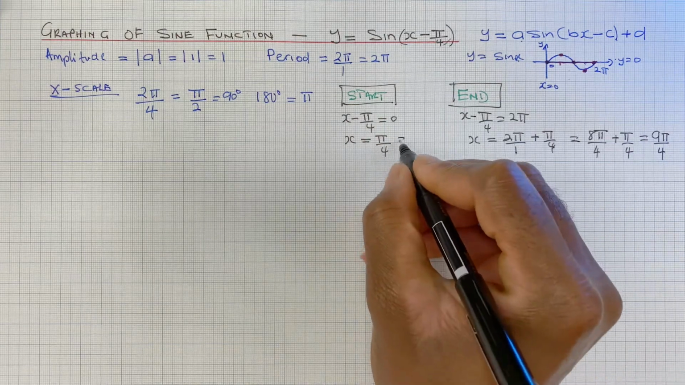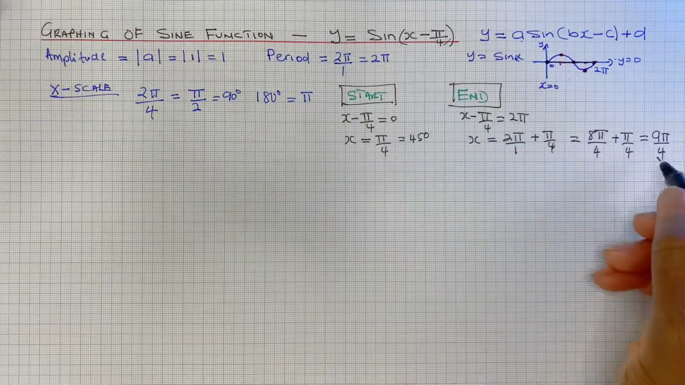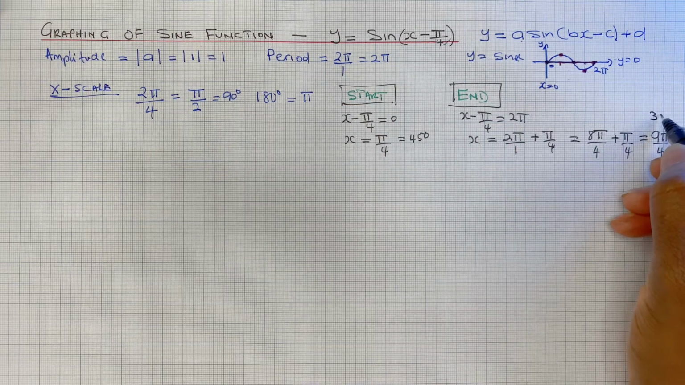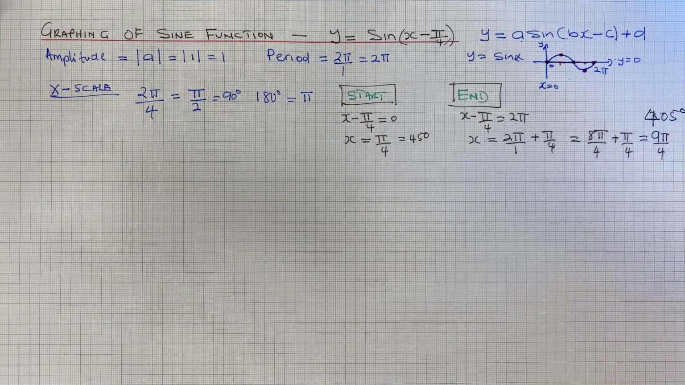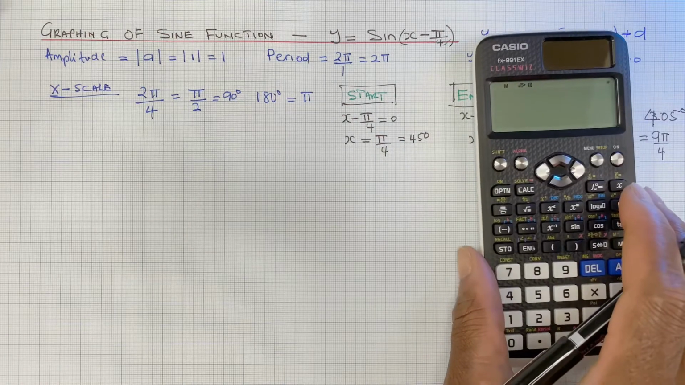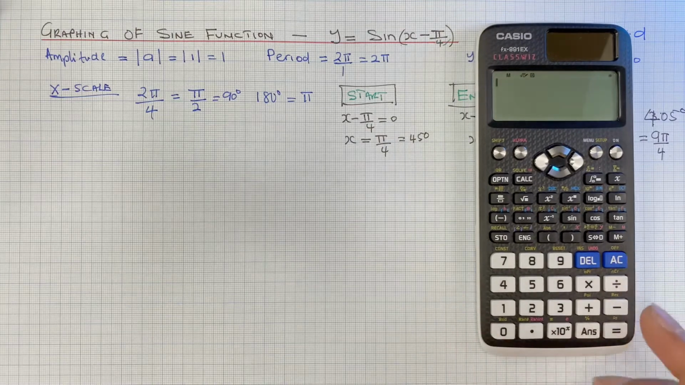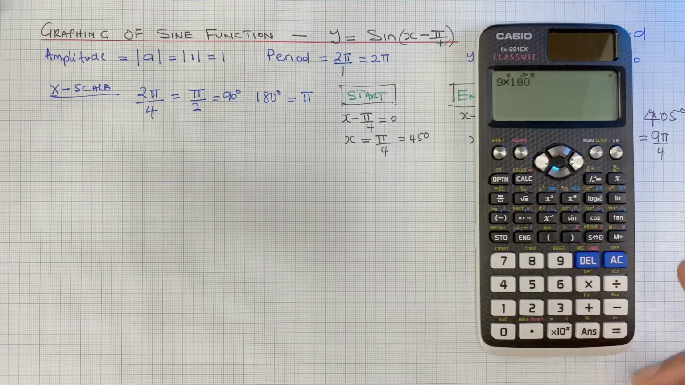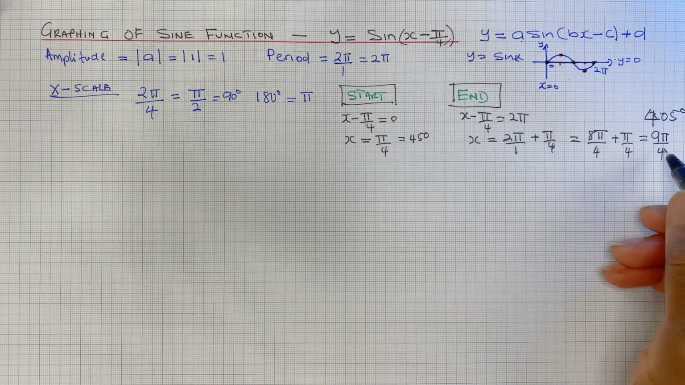What is pi over 4? Pi over 4 is 45 degrees. So the graph is being shifted along by 45 degrees. So 9 pi over 4 must be 360 degrees plus 45. So that'll be 405 degrees. Let's check that to see whether that makes sense. Well, what we need to do now is turn on the calculator, and do 9 times 180, because pi is 180. You divide it by 4, so you get 405 degrees. So that makes sense. Right, so that's the finish, 405 degrees.